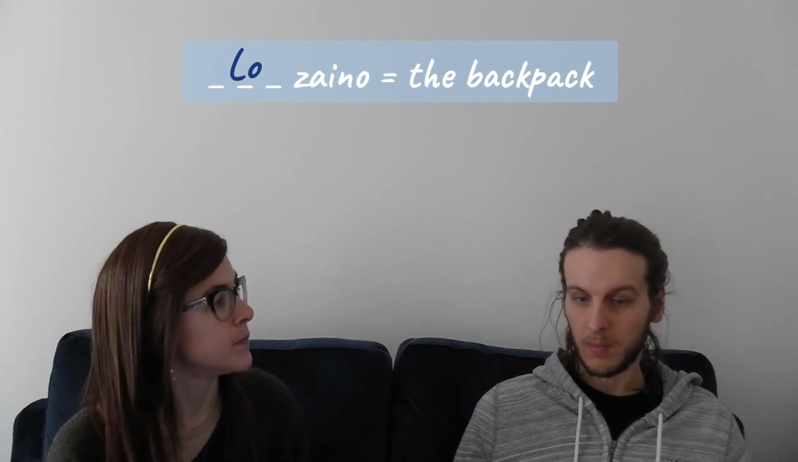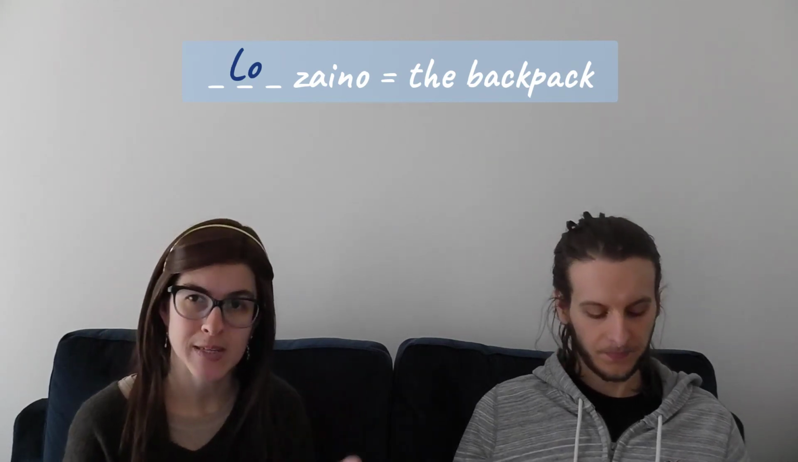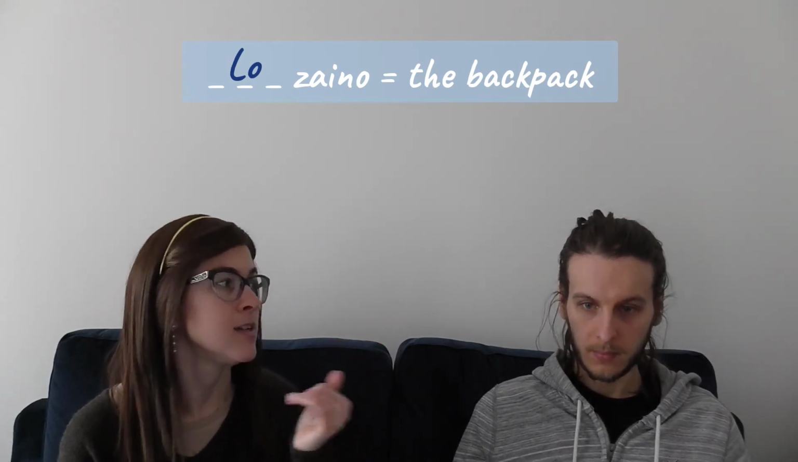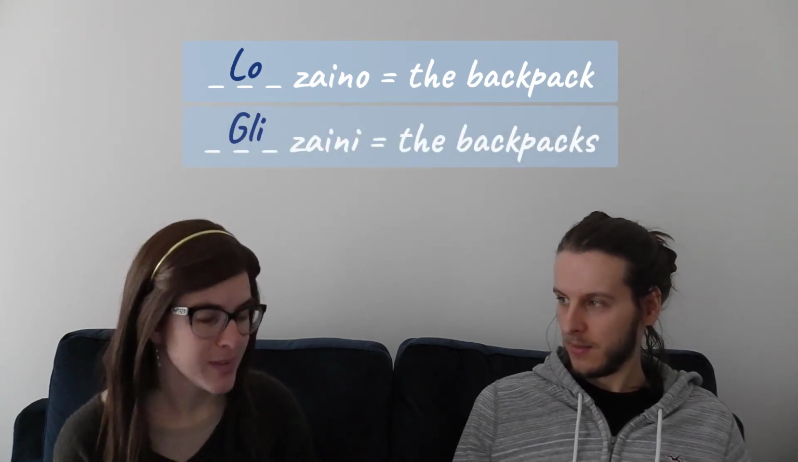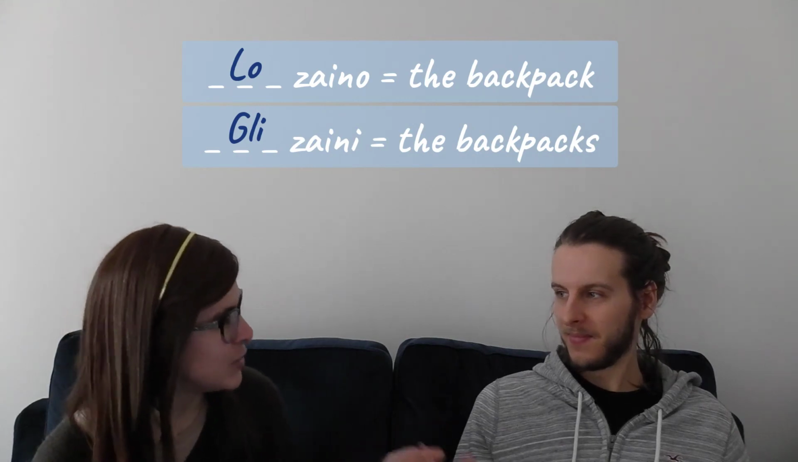And then we have the backpack, which is zaino, which is lo. Why? Because there's a Z. Yes, so a masculine noun that starts with a Z, so it's lo. And for the plural? Gli zaini. Yes, you were saying it's a hard rule and all that, but not with the X, Y, and Z. Yeah, X, Y, Z, remember, it's just the consonant low ones.